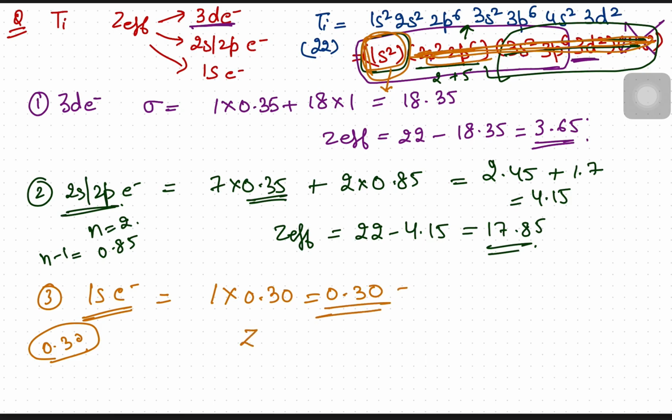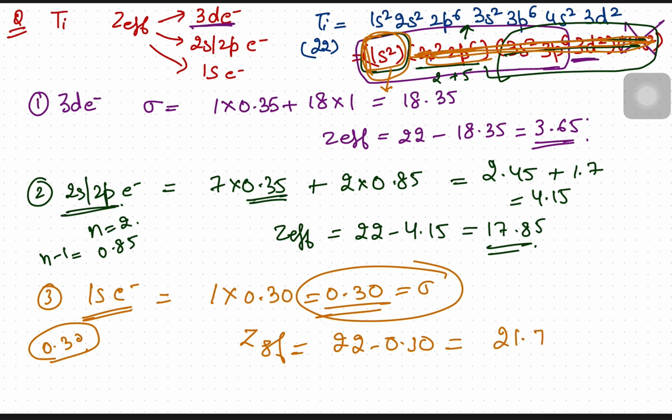This is the value of sigma. Sigma is 0.30. The value of Z effective will be 22 minus this much. So what will be the answer? 21.70. I hope, students, you are now getting an idea of how to calculate Z effective. By following this rule you can calculate the Z effective of any electron you are given. So thank you.